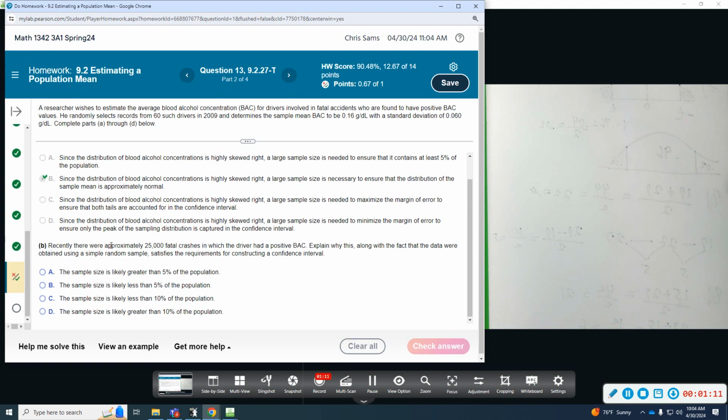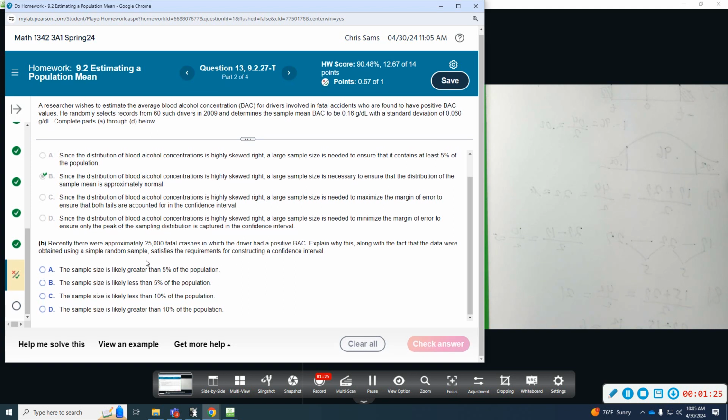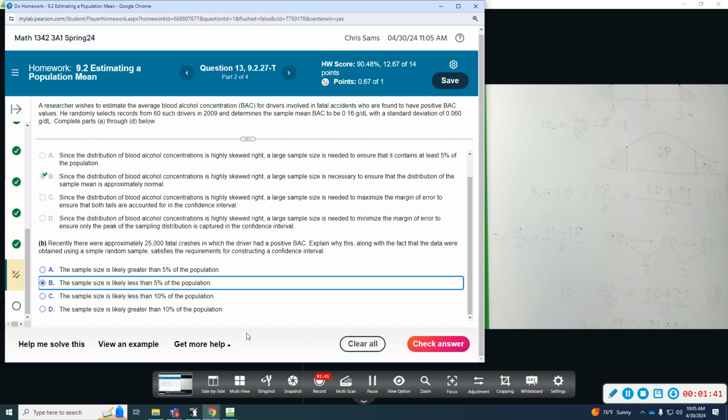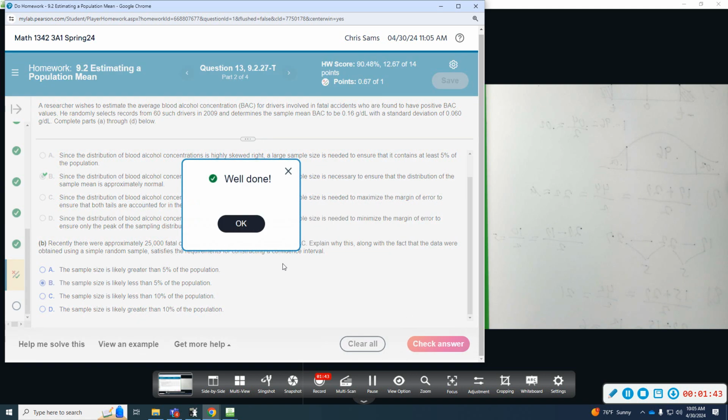Recently, approximately 25,000 fatal crashes had positive BAC. Explain why this, along with the fact that the data were obtained using a simple random sample, satisfies requirements for constructing an interval. So this deals with the properties of sampling, and we've got to make sure the sample size is not more than 5% of the population. So greater than 5% is not it. It's got to be less than 5% of the population, which is the one we need.